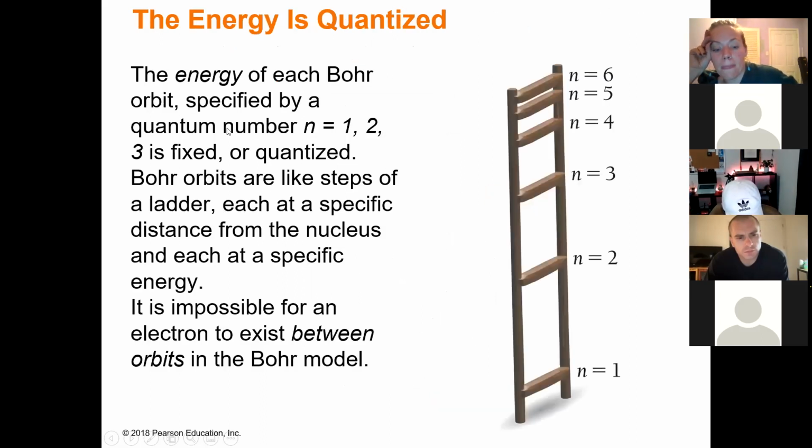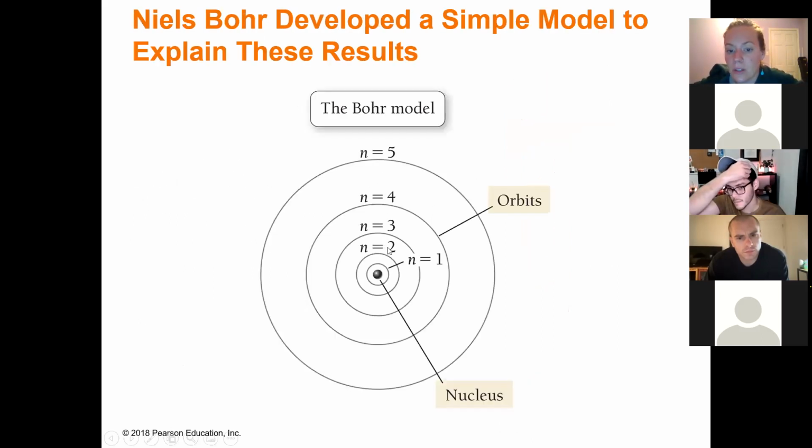It depends on the situation. We think of these numbers, n equals 1, n equals 2, these tracks, as being quantized. Quantized is just a fancy way of saying that you're either on one energy level or you're on the other. You're either on the first track or you're on the second track, like rungs of a ladder. You're not in between. It's impossible for an electron to exist anywhere in between the two tracks.